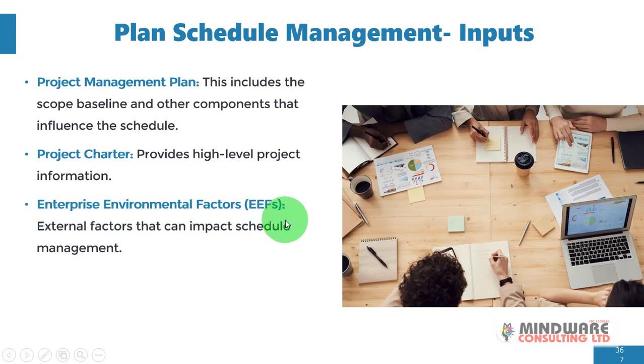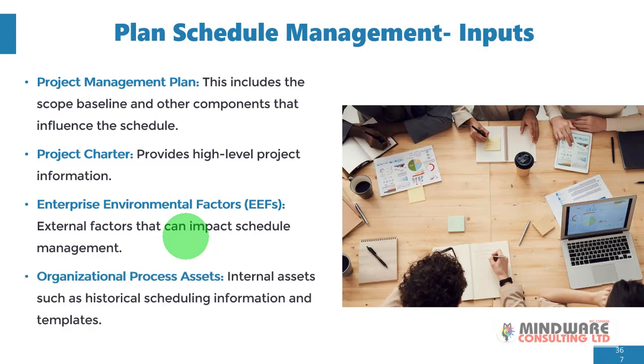Enterprise environmental factors. The enterprise environmental factors that can impact schedule management. And then we have organizational process assets. Internal assets such as historical scheduling information and templates. So you're going to need the organizational process assets, the archive of the organization, to be able to get historical scheduling information, and also templates for doing various types of documentation.